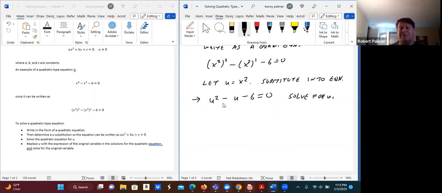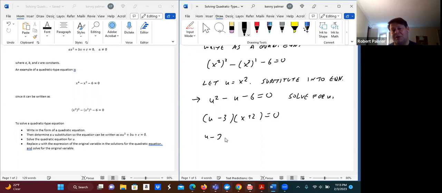And once we get that, that's not going to be the end, but that's our first step. Now this one, you can use the quadratic formula if you want, but this one will actually factor. You can factor into u minus 3 and u plus 2. If you know how to solve by factoring, set each one of these equal to 0.